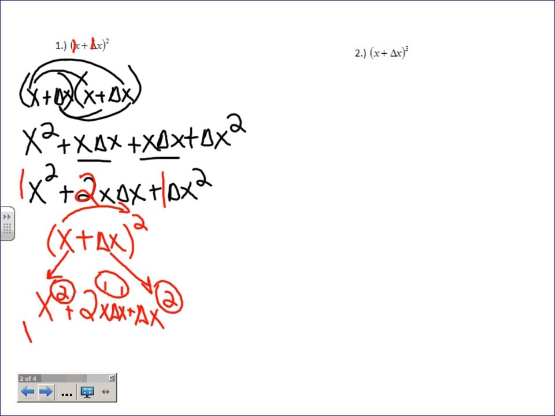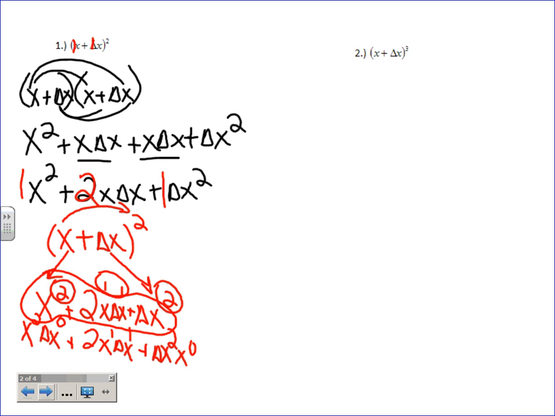Because really I could write this as x squared and delta x to the 0, right? And I could write this as x to the first, delta x to the first, and I could write this as delta x squared and x to the 0. Are those pretty much all the combinations? 2 for the first one, 0 for the second one, like that? Is that pretty much all the combinations you can have? And that's really all you're doing. Whoa. Is that the same as what we had up here?